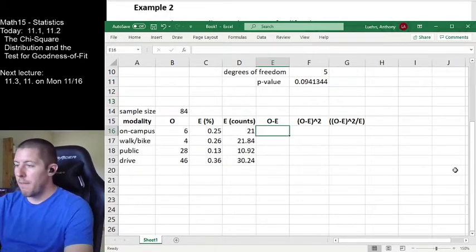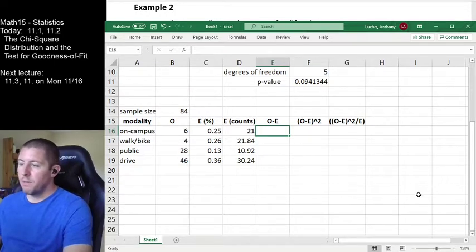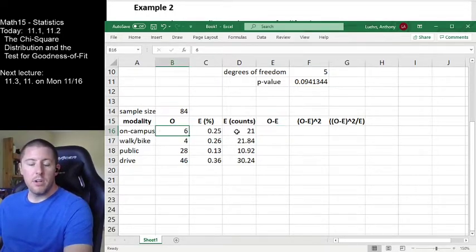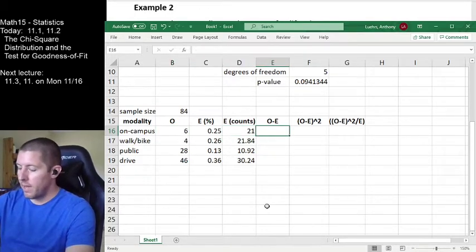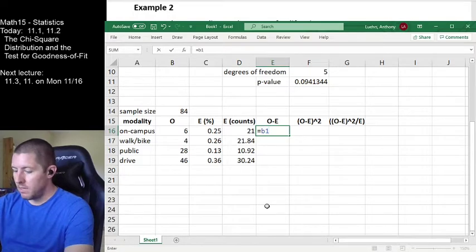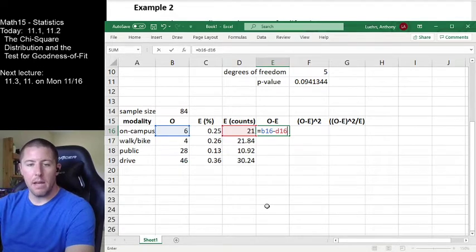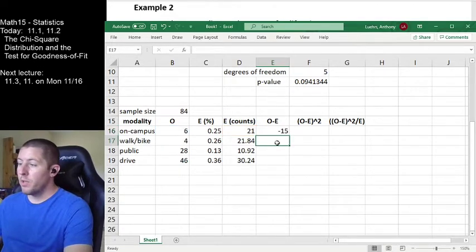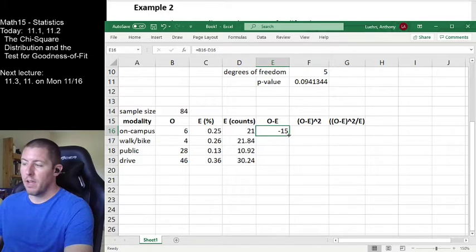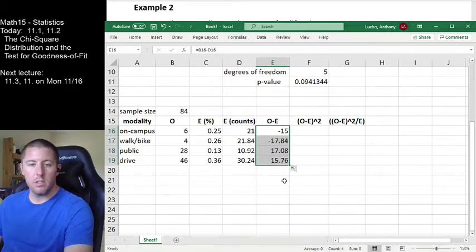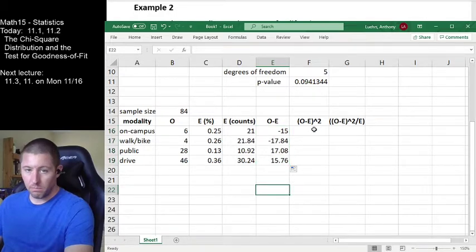So observed minus expected. My first observed value is right there. It's B16. My first expected count is right there. It's D16. So I'm going to do equals B16 minus D16. And that'll find my observed minus my expected counts. That says that we saw 15 fewer people living on campus than we expected under the null hypothesis. And I'll drag this out to perform that same computation.